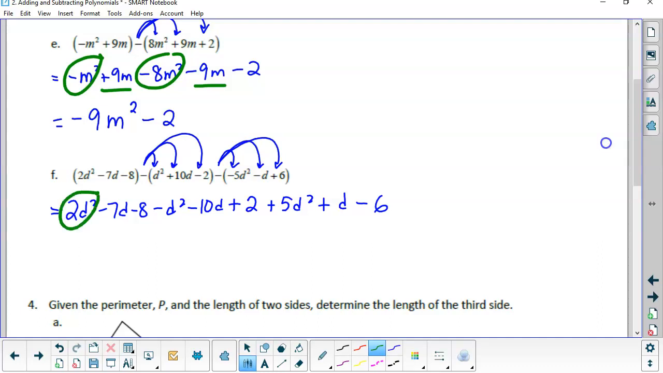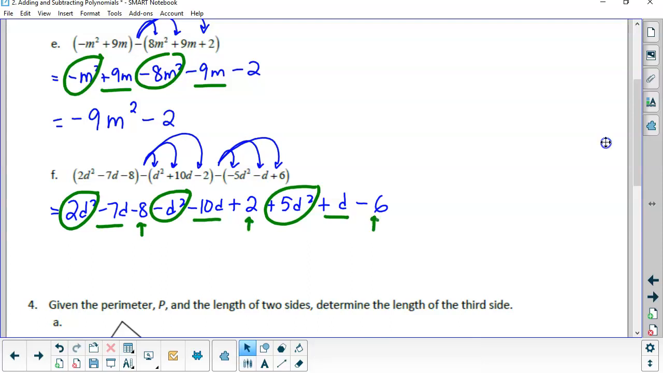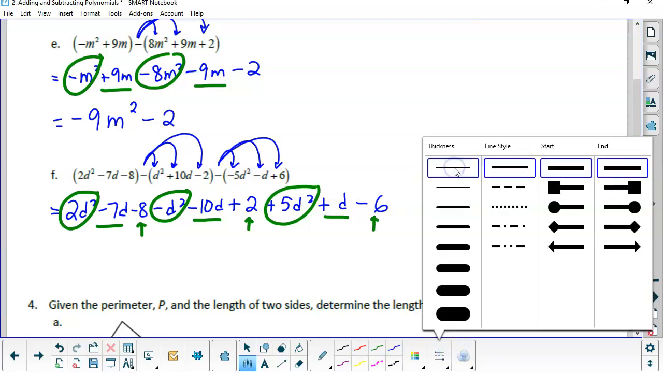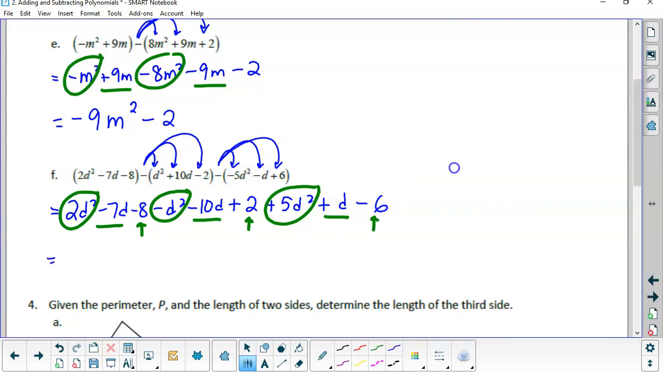So there's a d squared, a d squared, a d squared, a d, a d, a d term, and then a constant, constant, constant. So lots of like terms here. So 2d squared minus 1d squared is 1. 2 minus 1 is 1. Plus 5 is 6. Okay, be careful. Try to add and subtract from left to right. If you start taking negatives first over here or a term over here, you might subtract the wrong thing. So I just go from left to right.